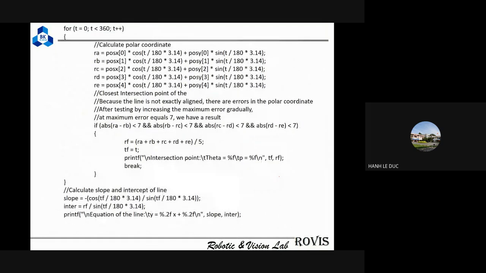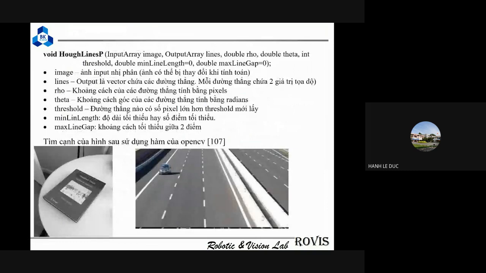Okay, so in OpenCV, they have functions for you. We call this HoughLinesP. They have 2 functions. One function is HoughLinesP, and one function is HoughLines. In the HoughLinesP function, they will give you the coordinates of the lines. But in the HoughLines function, they give you the R and theta. Okay, so let's see the example of HoughLinesP.